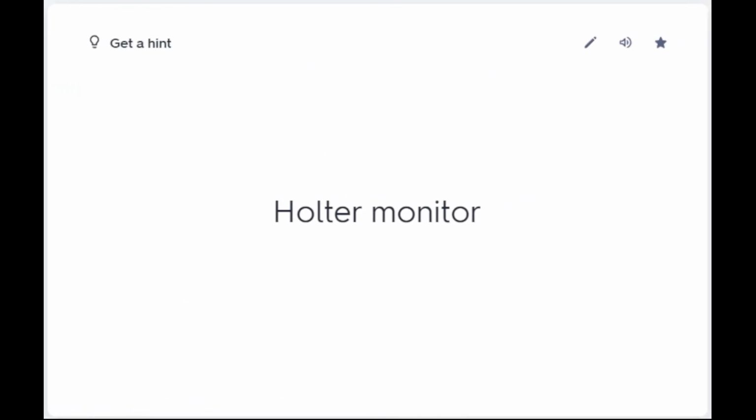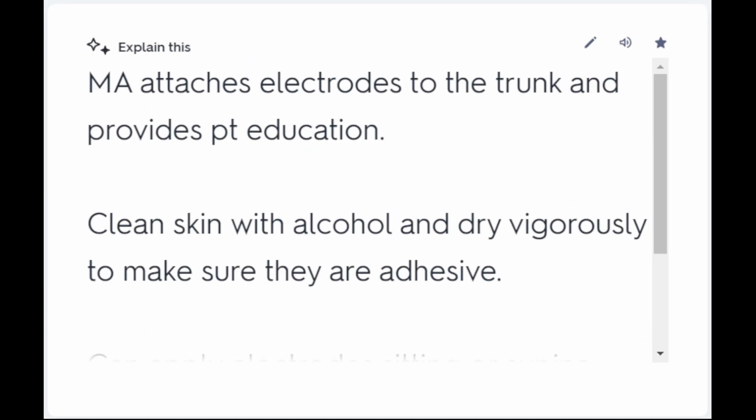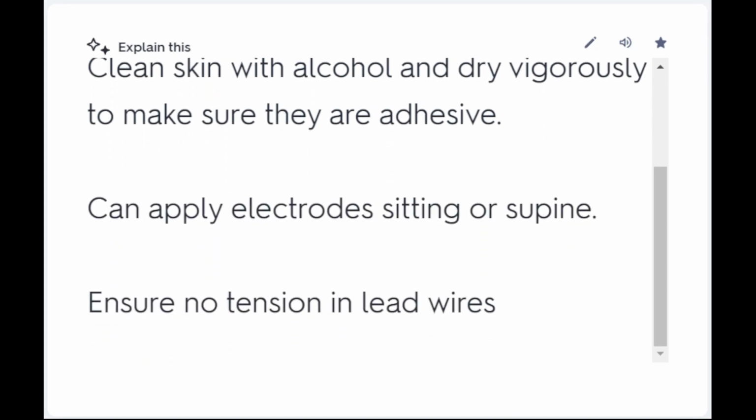Holter monitor. MA attaches electrodes to the trunk and provides PT education. Clean skin with alcohol and dry vigorously to make sure they are adhesive. Can apply electrodes sitting or supine. Ensure no tension in lead wires.